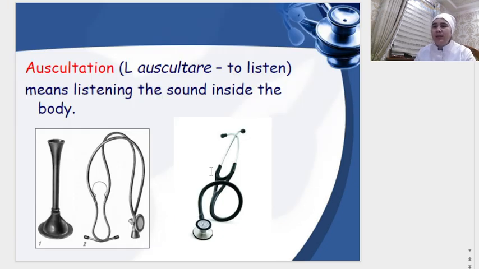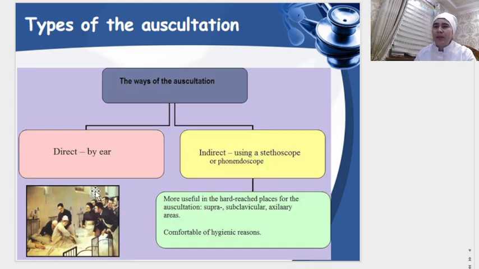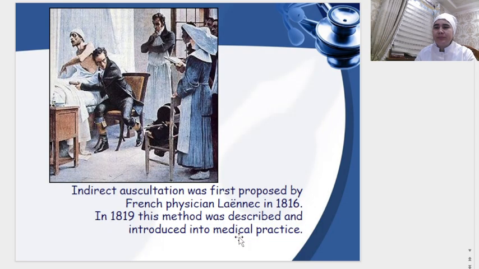Auscultation means listening to the sounds inside the body. We use a stethoscope and a phonendoscope. Types of auscultation: the ways of auscultation can be of two types, direct and indirect. Direct by ear, indirect using a stethoscope or phonendoscope. Direct auscultation is more useful in the heart-rich places, the subclavicular and axillary areas, for hygienic reasons.